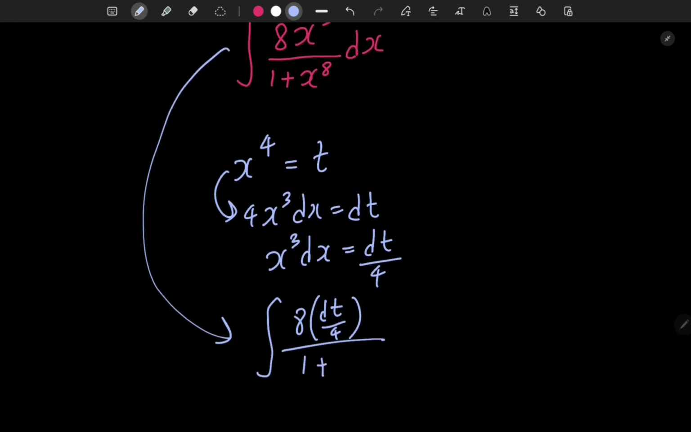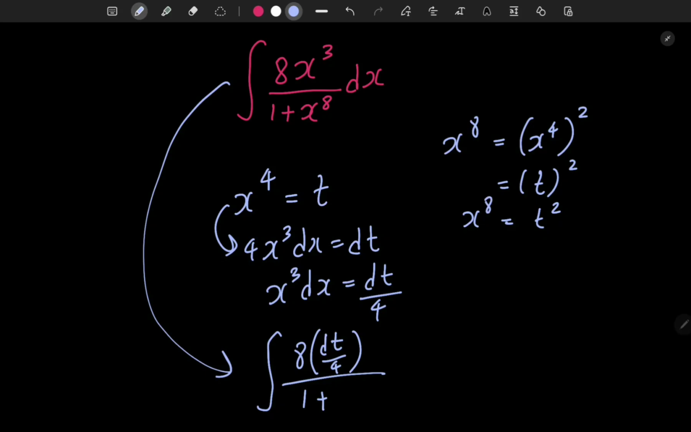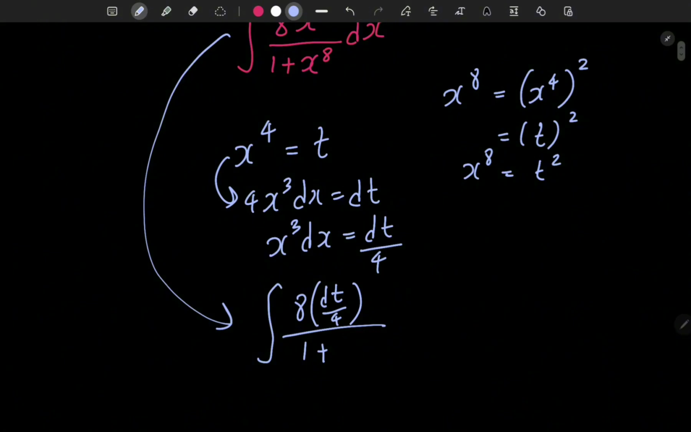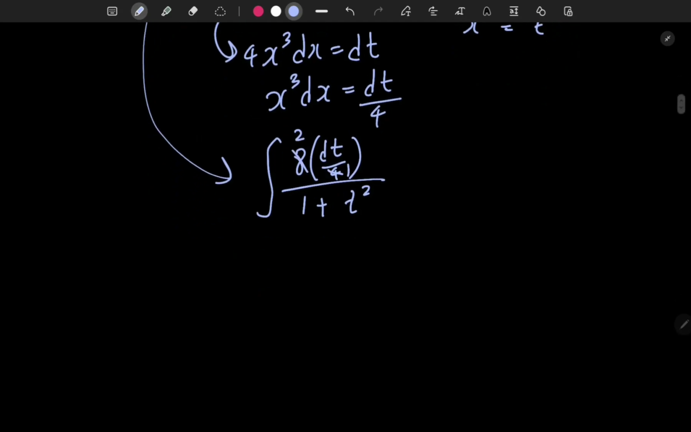1 plus, here I'm going to write x to the 8 like this. I can write this as x to the fourth squared, which is t squared. Now I know that x to the 8 power is equal to t squared, so I am writing x to the 8 as t squared. I can cancel this 4 and this is 2. Now there is a 2 there.